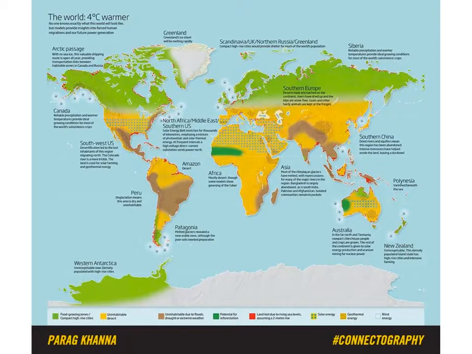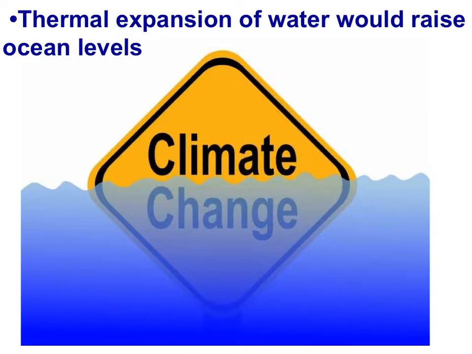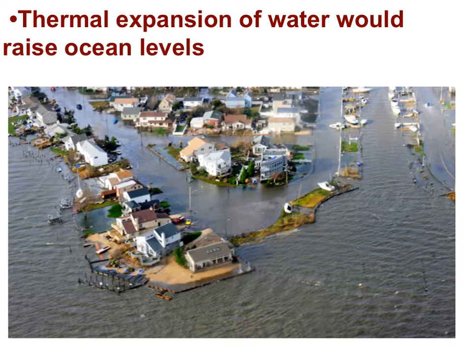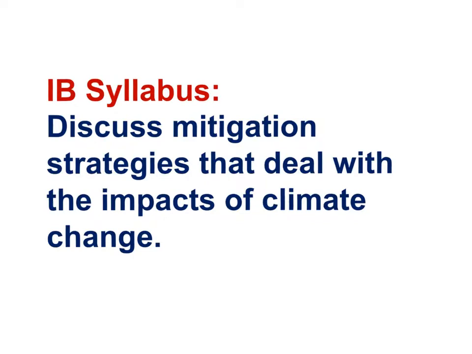This slide suggests that in the future, the green areas will be our food-growing areas, and these areas in yellow will be deserts. There will be a rise in sea level due to the thermal expansion of water. Ocean waters will rise more due to the thermal expansion of water than because of the Greenland or Antarctic ice sheets melting. Take note.